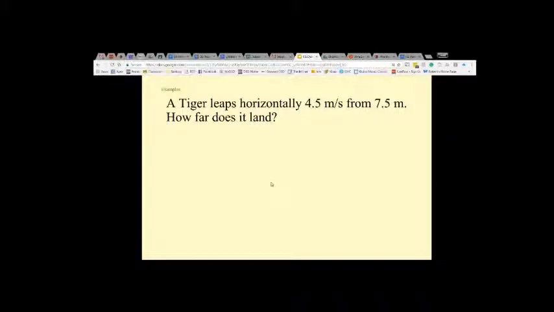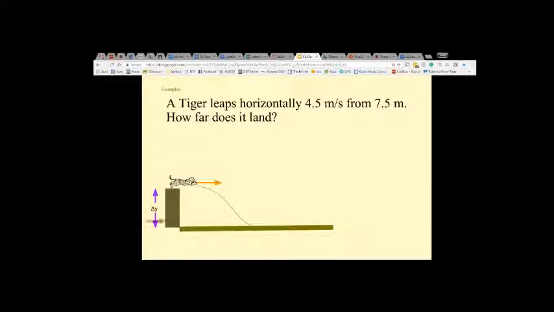A tiger leaps horizontally 4.5 meters per second from 7.5 meters. How far does it land? So we set up the scenario. We've got this tiger leaping from the height, so that delta y is going to be the 7.5 meters. It has this initial velocity of 4.5 meters per second, and it's going to project down through that. That should be a perfect parabola, but that's the best I could draw.